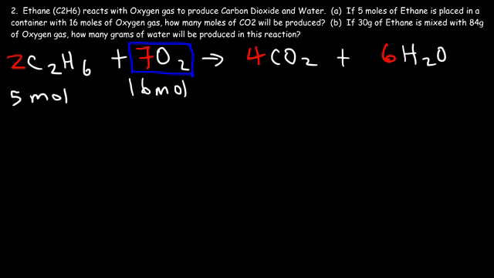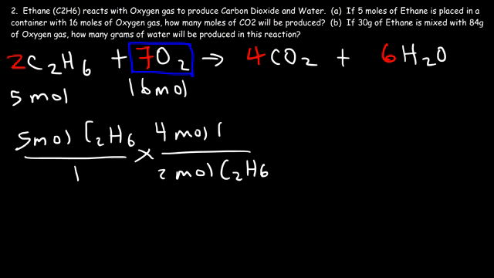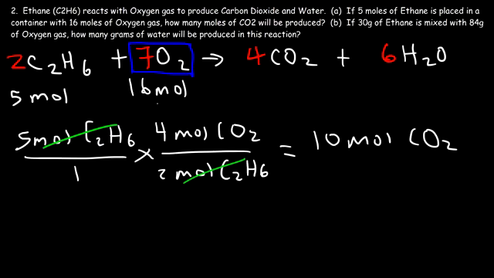Let's convert the moles of ethane to the moles of CO2 first. So we have 5 moles of C2H6, and the molar ratio is 2 to 4. So for every 2 moles of C2H6 that reacts, 4 moles of CO2 will be produced. So 5 times 4 is 20, and 20 divided by 2 is 10. So 10 moles of CO2 can be produced if all of the 5 moles of ethane participates in this reaction.